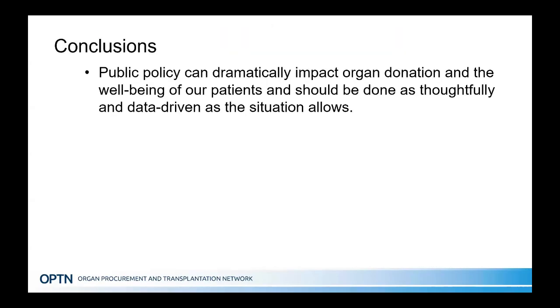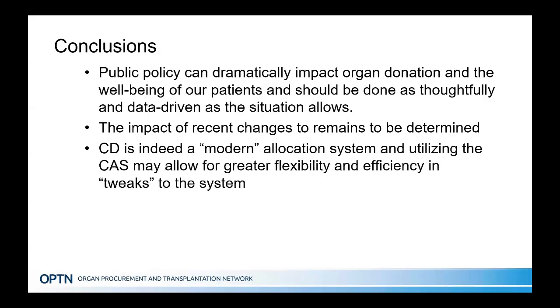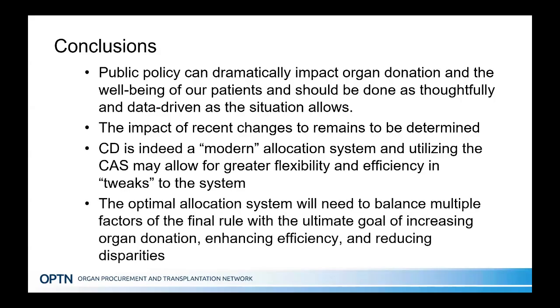So to conclude, I think it's pretty clear how important public policy is and how it can dramatically impact the organ donation process and the well-being of our patients. And it should really be done thoughtfully and in a data-driven manner. The impact of the recent changes remains to be determined as we are only 1 month into this process. I think we've demonstrated multiple times that continuous distribution and the CAS score could be considered a modern allocation system. It certainly seems to allow for greater flexibility and efficiencies and tweaks to the system, both in the analysis phase as well as in the implementation phase.